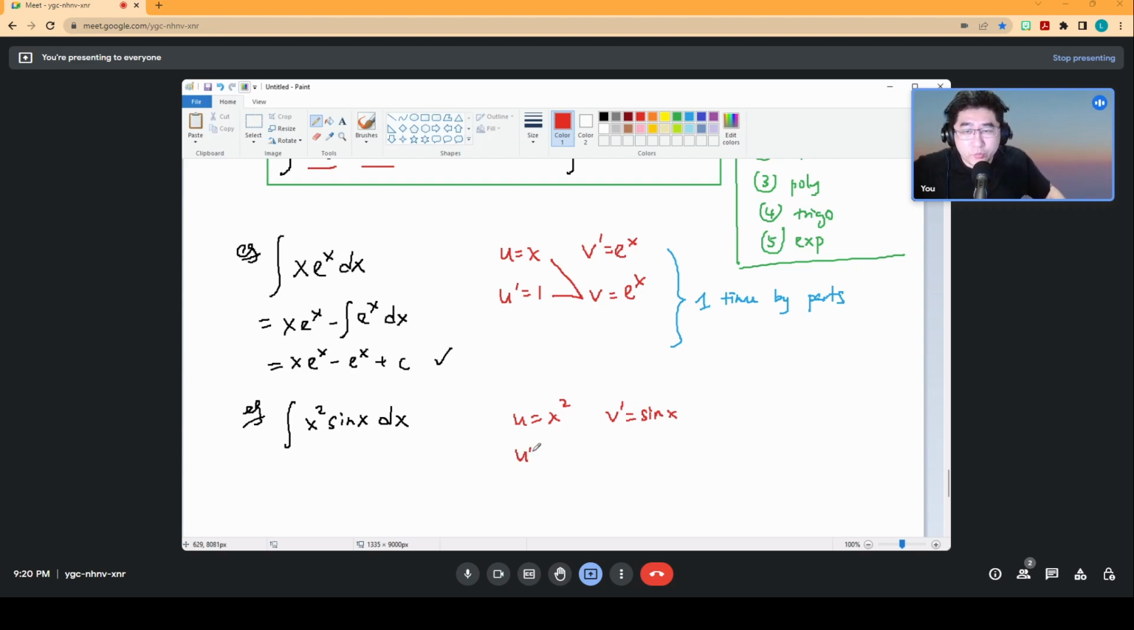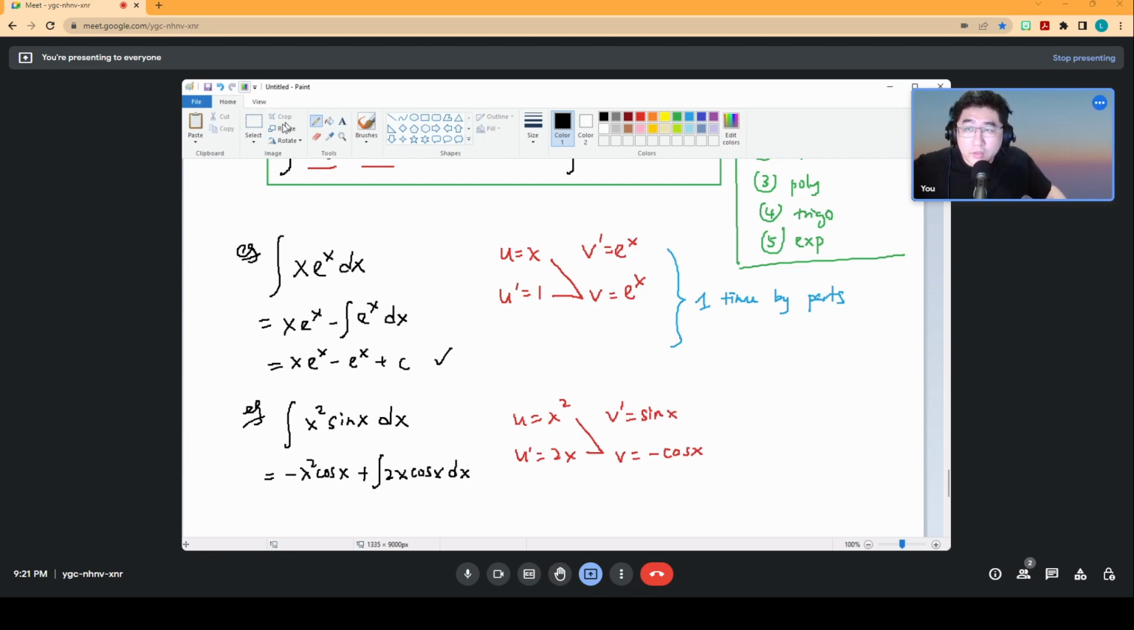Then my u prime will equal 2x. My v will equal negative cos. So I need to use these three components. So I write them up. So u and v, I have a negative x squared cos x. Minus becomes plus the integral of 2x cos x dx.